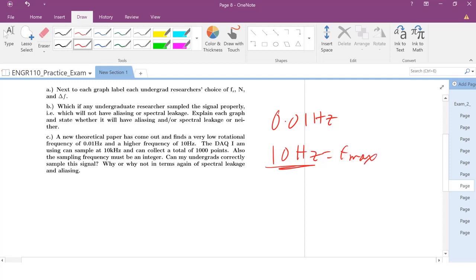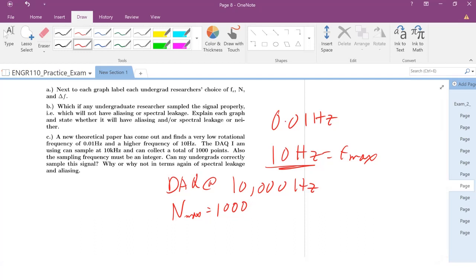So our DAC can sample at 10,000 hertz. And we could collect a total, so our N max would be 1,000 points. Also, our sampling frequency must be an integer value. So can my undergrads correctly sample this signal? Why or why not in terms of spectral leakage?